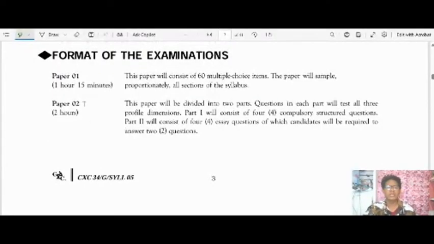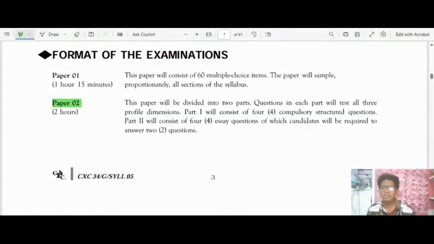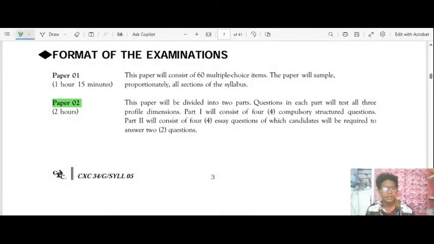Let me just put this down. The exam will be 2 hours for paper two. Paper one will be 1 hour and 50 minutes, so there's a big difference in the time allocation there.